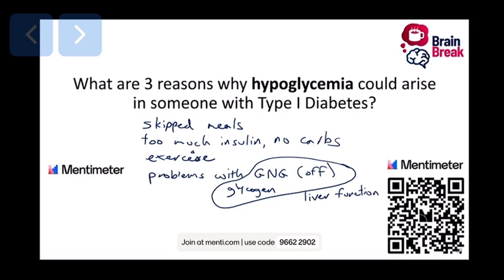Some people might have different blood tests done to check their liver function, and if your liver's not functioning properly, then it's not able to supply that blood glucose for, say, your brain. So there could be issues with liver function.